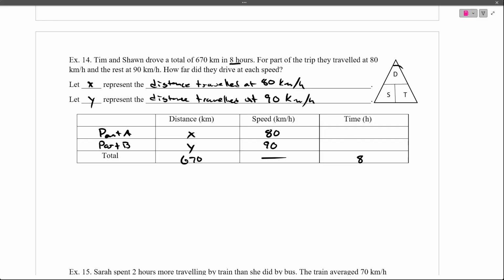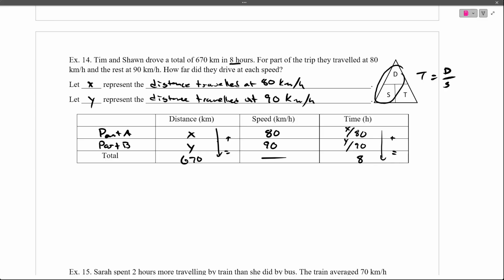So our time is equal to distance over speed. So we can create an equation to do this. So time is going to be equal to distance. Well, distance is x. And our speed is 80. So x over 80. And similarly speaking, for the second part, that'd be y over 90. So we can combine and create equations again just by going down the column. We have x plus y is equal to 670. Down here, we have the same idea. We have x over 80 plus y over 90 is going to be equal to 8. So we have our two equations.